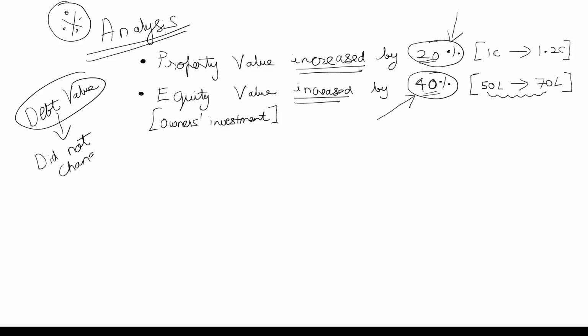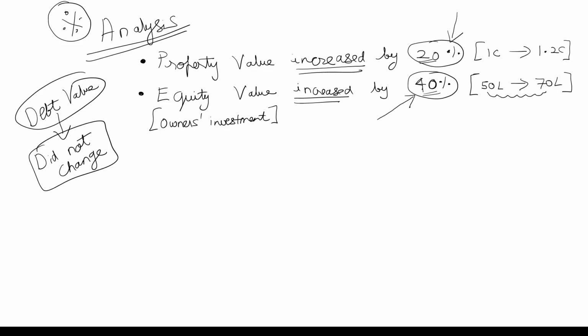Debt value did not change. When the property appreciated in value from 1 crore to 1.2 crores, the bank never came to us and said, look, the property value went up, please allow me to participate in the increase in value. That is something that the bank never told us. The bank gave the owner of the house 50 lakhs as a loan, and the bank is expecting only 50 lakhs back. We are ignoring interest, obviously. So the bank is not intending to participate in the appreciation of the property value.